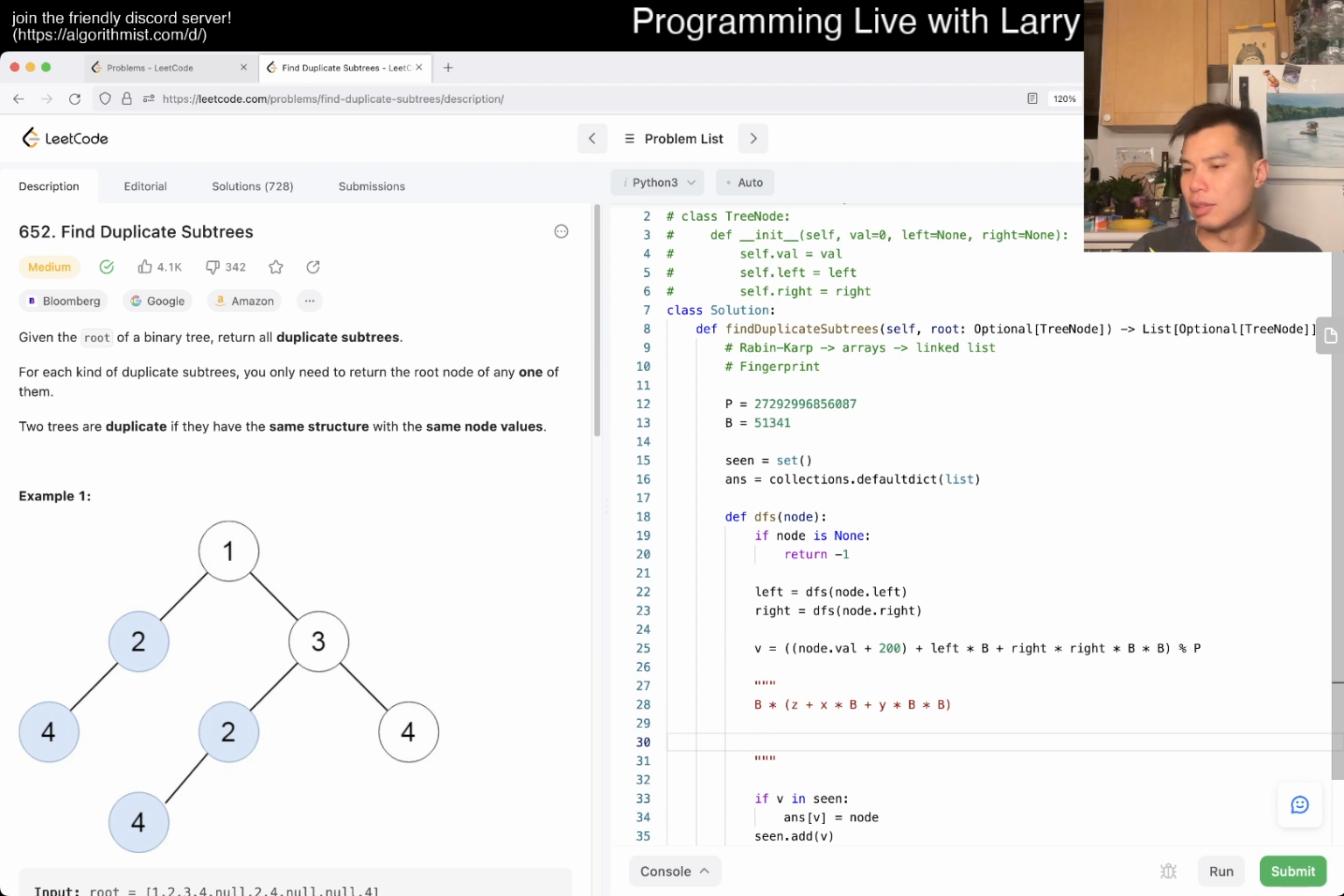It's basically because if you have something that looks, yeah, and I guess the mod would get rid of it, or the power gets rid of it.